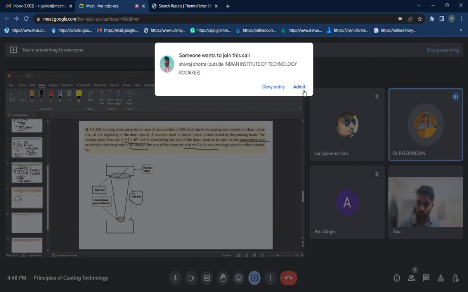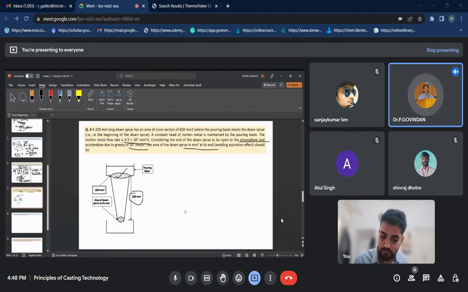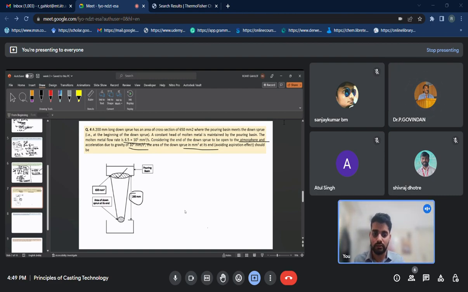Flow rate is given as 6.5 into 10 power 5 millimeter cube per second. That is equal to area at the bottom of the sprue and velocity at the sprue, V3. So V3 is equal to square root of 2gh. H is given, g is also given. Find out velocity at the bottom of the sprue. Then area equals 325 millimeter square.